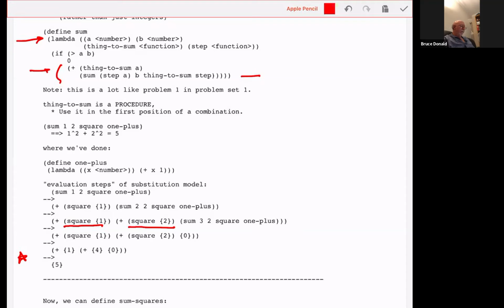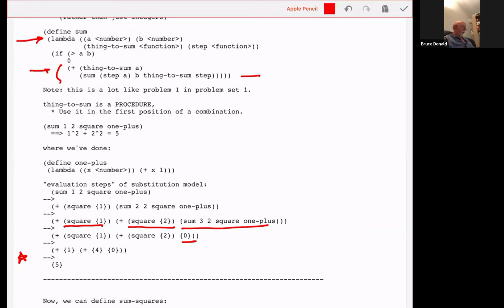Then I have a recursive call, with 3, 2, because I applied 1 plus to 2 and got 3. Sum applied to 3, 2, I have to pass in square and 1 plus. That's my next call. This then activates the if statement, and I return 0 with the next call. So I have plus square of 1 plus square of 2 and 0.